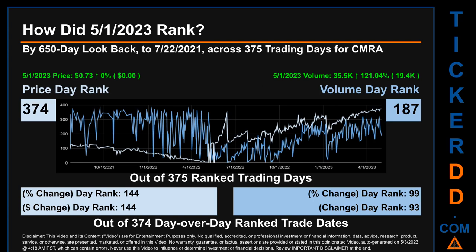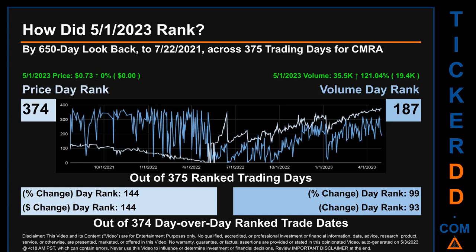How did the 1st of May 2023 rank for CMRA? By 650 calendar day look back to July 22, 2021, across 375 trading days, of which the 1st of May 2023 price ranked 374 while its volume ranked 187. Each of the 375 trading days were ranked amongst themselves by highest end-of-day price and volume, with a rank of 1 being the highest and 375 being the lowest ranked day.